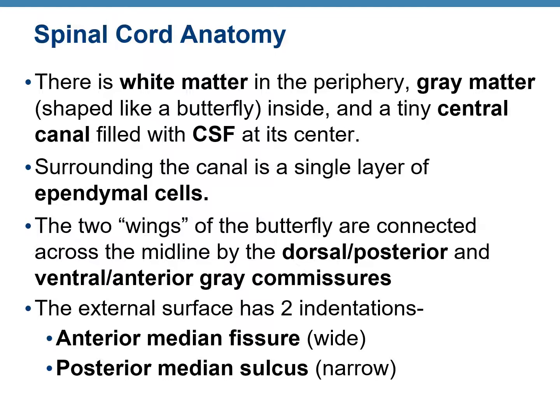The 2 wings of the butterfly are connected by connections. These are posterior and anterior gray commissures. So these are 2 connections. The external surface of the spinal cord has two indentations, and those are the anterior median fissure, which is wide, and the posterior median sulcus, which is narrow.